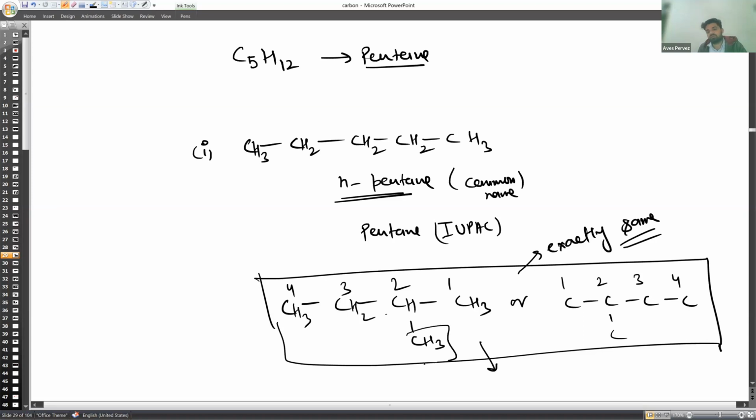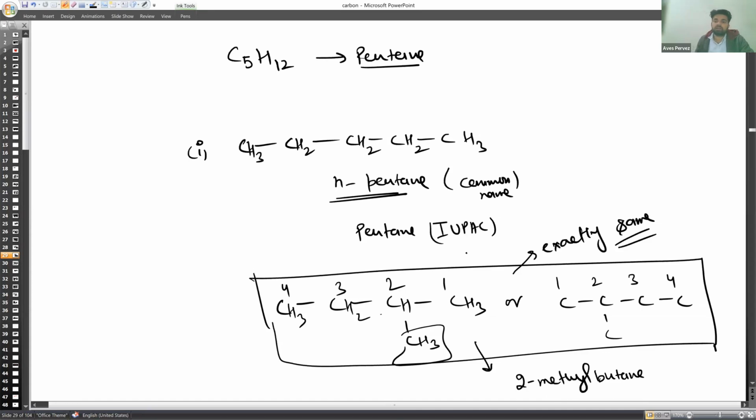What should be the name of this one? Methyl. Yes, one carbon chain, methyl. At 2, methyl, then butane. 2 methyl butane. And here also, both are the same. It is also 2 methyl butane. Either you write it this way or this way, it is counted as one.